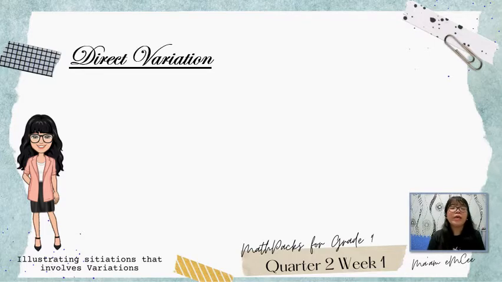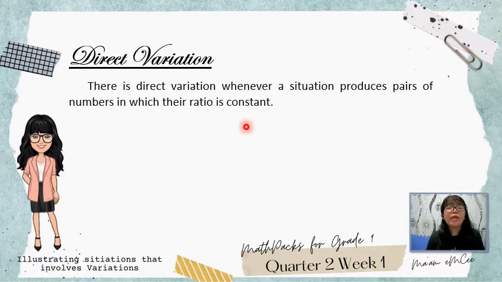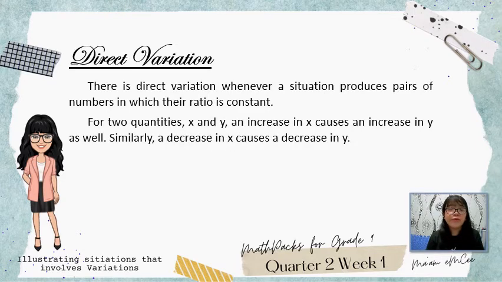Now, direct variation. Again, there is a direct variation whenever a situation produces pairs of numbers in which the ratio is constant. So, for two quantities x and y, an increase in x causes an increase in y as well. Similarly, a decrease in x causes a decrease in y. Whatever happens to the first variable, the same thing will happen to the second variable. If the first variable increases, the second variable will also increase. And likewise, if the first variable decreases, the other variable will also decrease. So, that is for your direct variation.